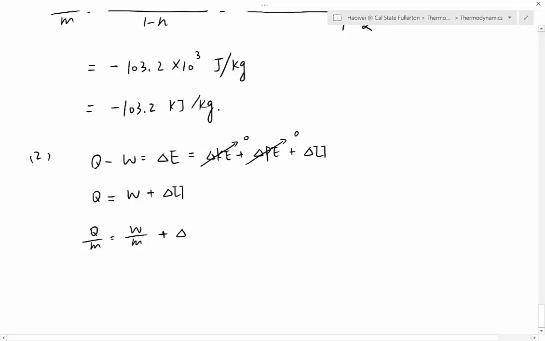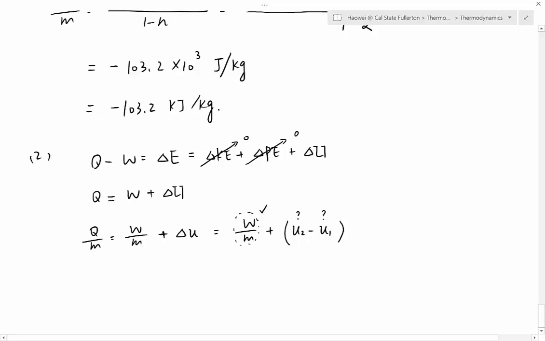What is capital U over M? Capital U over M is lowercase u, specific internal energy. So now let's continue. W over M plus, what is delta lowercase u? Delta means change. To calculate change, we always use final minus initial. So it becomes lowercase u2 minus lowercase u1. Okay, and so now let's take a look. Do we have W over M? We already found work per unit mass from part 1, and the question goes on to give specific internal energy u2 and u1. Okay, how do we look for lowercase u?